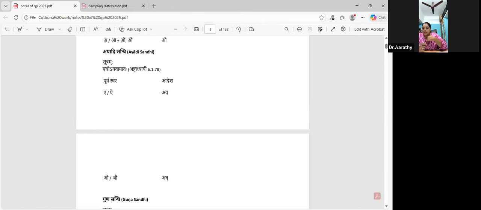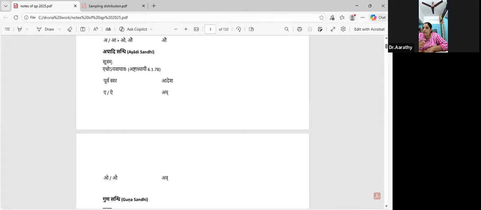Okay, there's a small mistake. Here it is shown like Aya and Ava. You have to add Aya and Ava also. Okay, so I'll give you a few examples. Ne plus Anam. Ne means the word ends with A and the next word starts with Anam, a Swaram, right? So these two form a Sandhi as Nayanam, because in Ne plus Anam, that A is replaced with Aya.